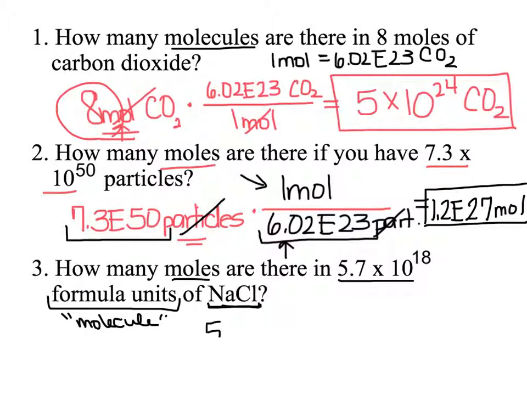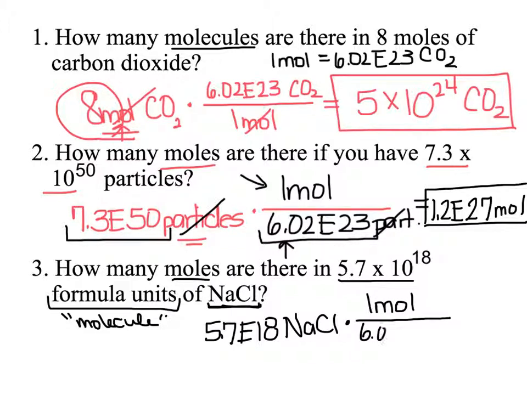So we're going to start with what we were given, which is 5.7 times 10 to the 18th formula units of sodium chloride. And they're asking for moles, so we're going to put 1 mole on the top, and our 6.02 times 10 to the 23rd on the bottom. And again, that means we're going to end up dividing. We get 9.5 times 10 to the negative 6 moles.